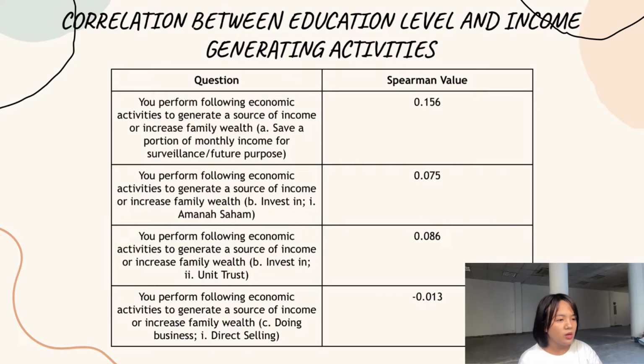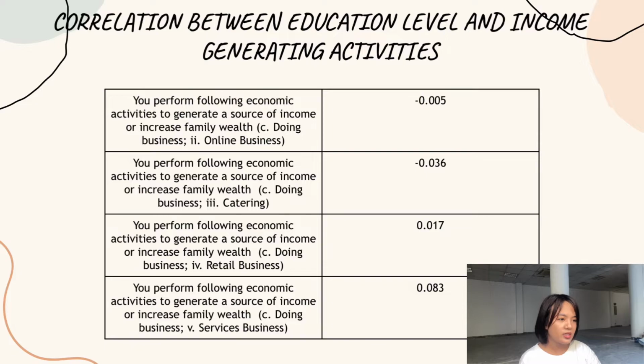0.013 and negative 0.005 respectively. Weak negative interaction is also shown in the catering business with the Spearman value negative 0.036. Then the retail business shows the Spearman value 0.017, which means weak positive interaction.